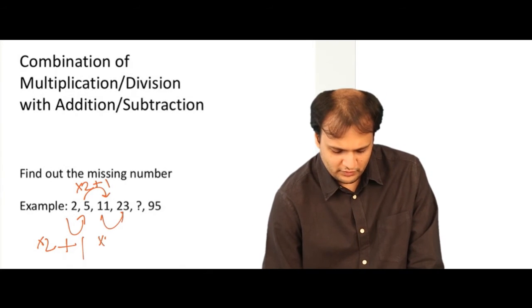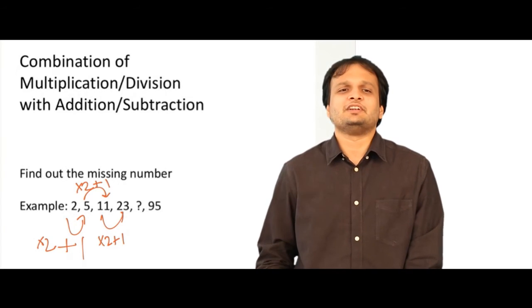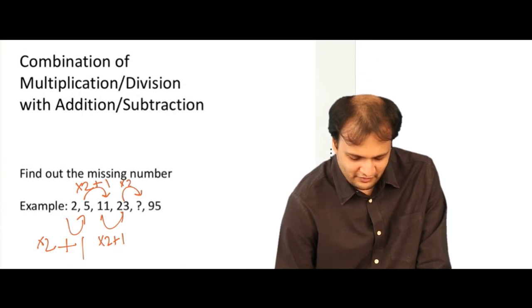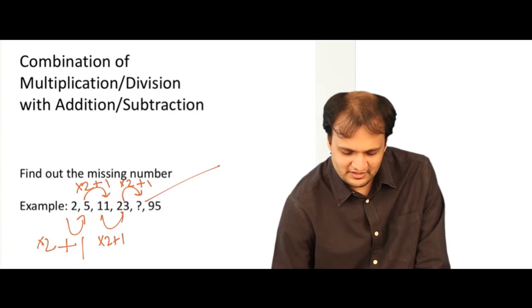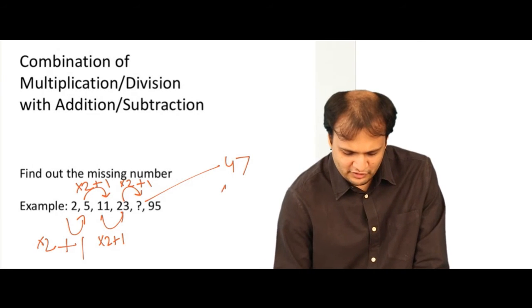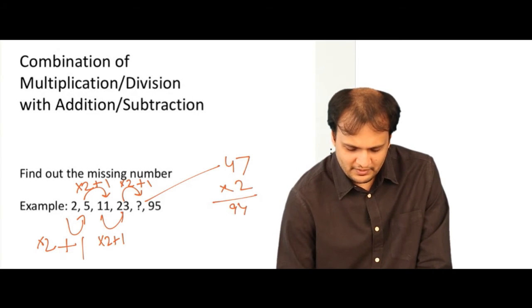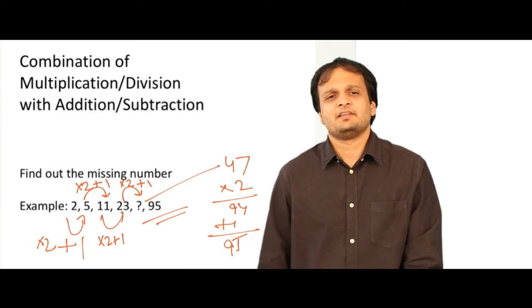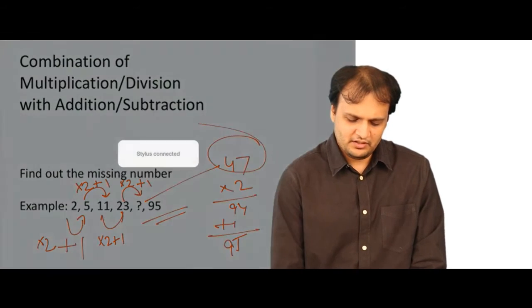11 into 2, 22, plus 1, 23. So what next? 23 into 2, 46, plus 1. So this should be 47. And then check, 47 into 2, 94, plus 1, 95, which is what we have here. Right? So what should be our missing number?